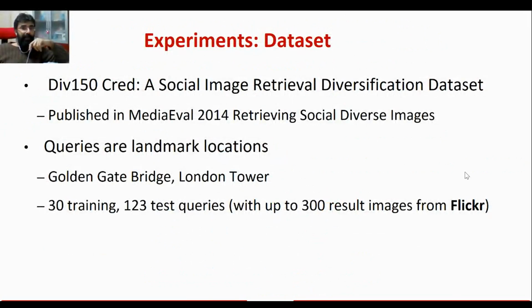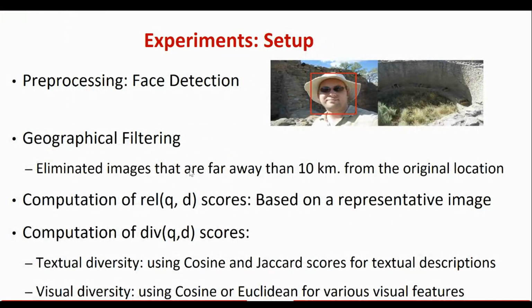Our experiments use a dataset from the well-known MediaEval evaluation campaign, and in this dataset, queries are landmark locations like Golden Gate Bridge or London Tower, with 30 training and 123 test queries. Each has up to 300 result images obtained from Flickr together with the relevance annotations. In our experiments, we did the typical preprocessing like face detection or geographical filtering. We used a representative image to compute the relevance scores, and we used several textual and visual features provided in the dataset to compute the diversity scores.